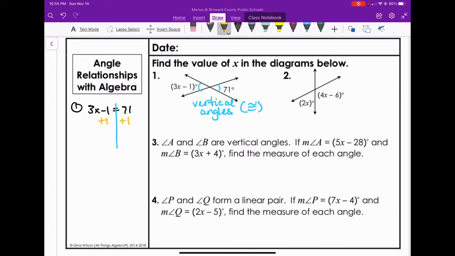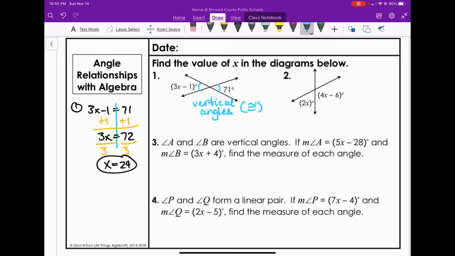Add 1 to both sides. That makes 3x is equal to 72. Divide both sides by 3. And x is equal to 24. And we did our job. Okay? So that's number 1.